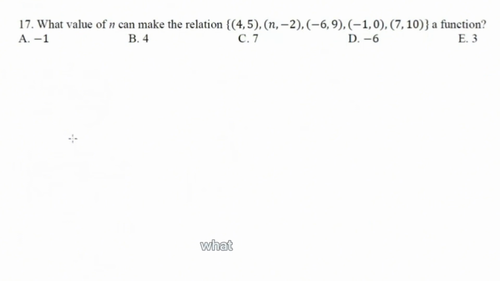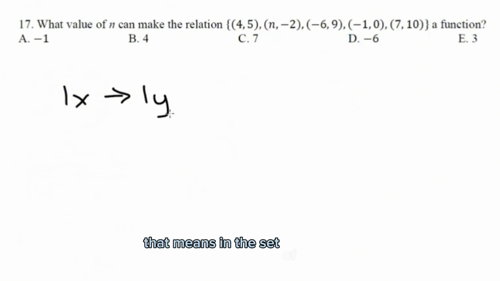Next, number 17. What value of n can make the relation 4, 5, and negative 2, negative 6, 9, negative 1, 0, and 7, 10 a function? Alright, so a function is just a set of values where each x value corresponds with only one y value. That means in the set of numbers, to make it a function, either all the x values have to be different, or if they're a multiple of the same x value, it has to have the same corresponding y value. So we need to find the value of n that is either different from all the other x values, or if it's similar to one of the other x values, it has the same y value as well.